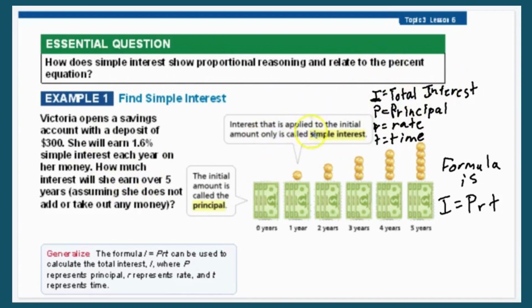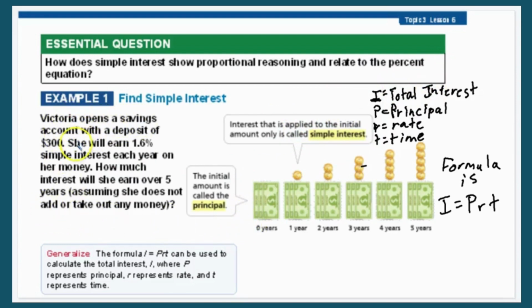So interest that is applied to the initial amount only is called simple interest. The initial amount is called the principal. So the principal is the money that you put in at the beginning. The rate is the percentage that you're getting over time. And then the time is how long it lasts. And then the total interest, or the interest, is the amount of money you make. Okay? So let's set this up.